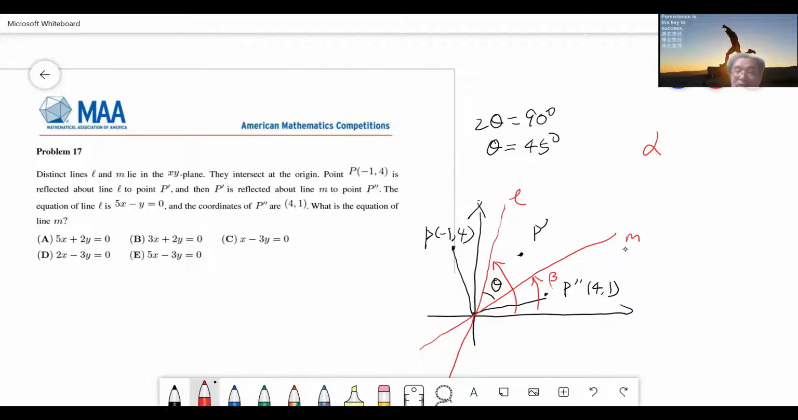Actually, the tangent of beta is what we want. That's the slope. So we can see tangent alpha actually is the slope of L, which equals 5. So tangent beta is what we want, that's the slope. And we find beta actually equals alpha minus theta.